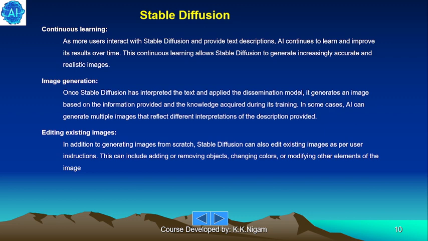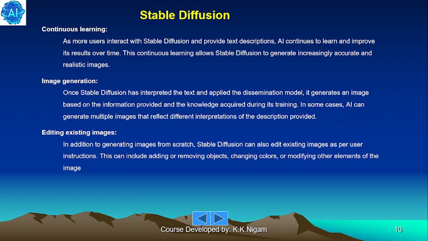Continuous learning. As more users interact with stable diffusion and provide text descriptions, AI continues to learn and improve its results over time. This continuous learning allows stable diffusion to generate increasingly accurate and realistic images.